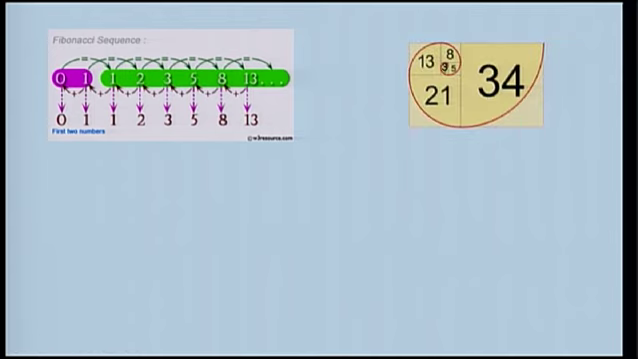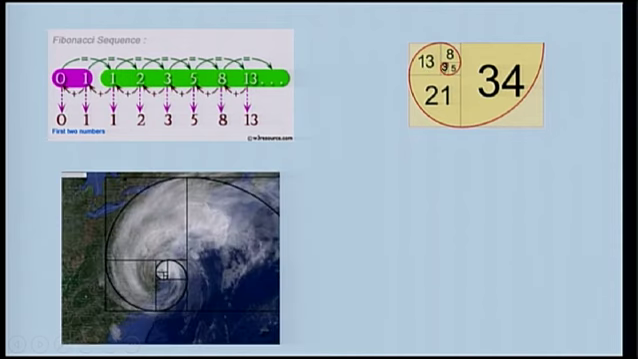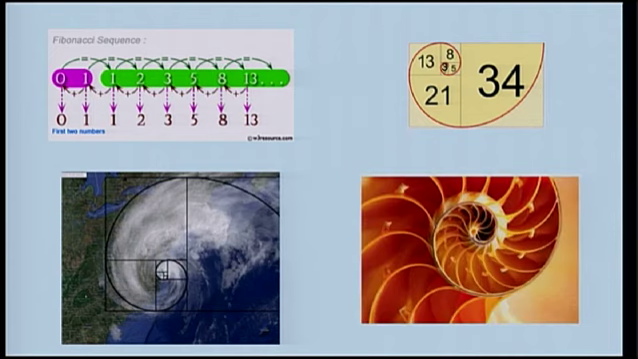So that's why I was talking about the spiral earlier. So you have a spiral. So 3, 5, 8, 13, and so on. This can be seen, for example, in cyclones or in shells.